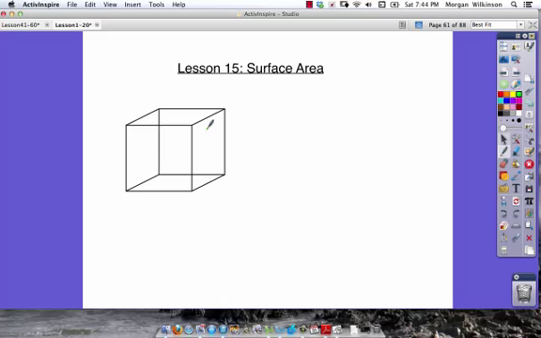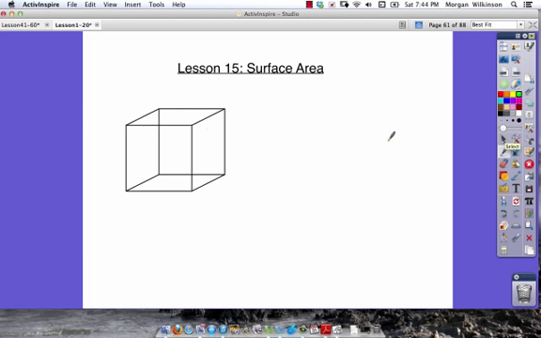Lesson 15 is all about surface area. Now we've already learned about area. We know area is how many square units there would be on a flat surface. So if we look at a shape like this cube, the surface area means we want to find the area of all the flat surfaces combined and then add them together.